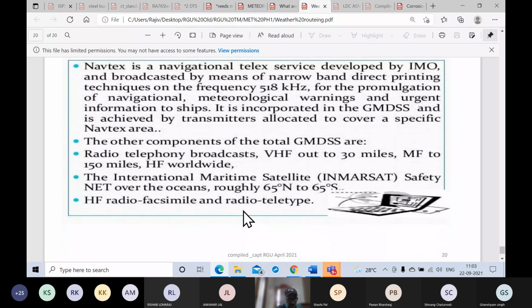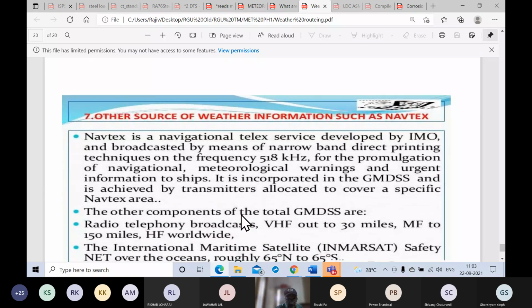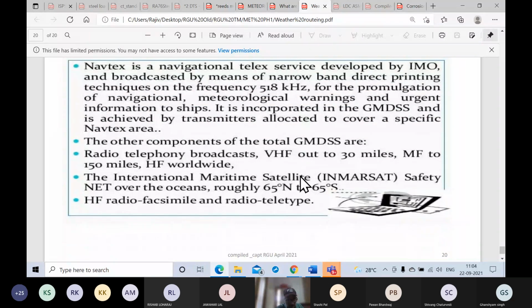So this is also a very important piece of equipment and can be mentioned. This is used for weather routing because you get the latest information from NAVTEX. So it can be mentioned as equipment to be used for weather routing also. If you are already on weather routing, information received on NAVTEX can help you to alter your route.